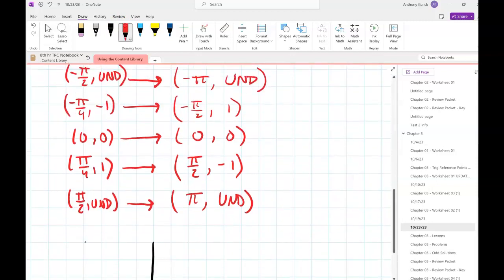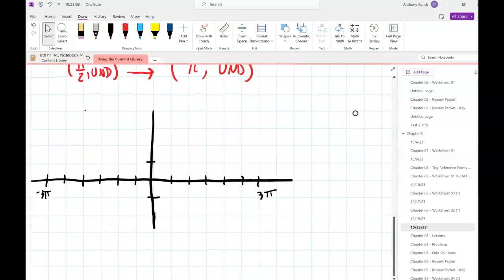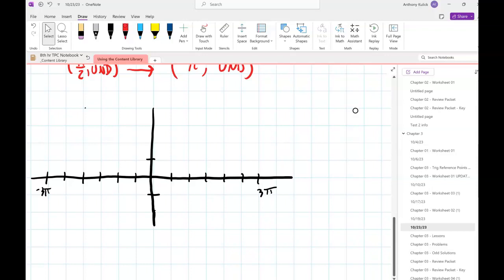So the first thing I'm going to do is graph negative pi comma undefined. How do I graph that though? That's not a point because one of the coordinates is undefined. What do I do with that? That's going to represent an asymptote.